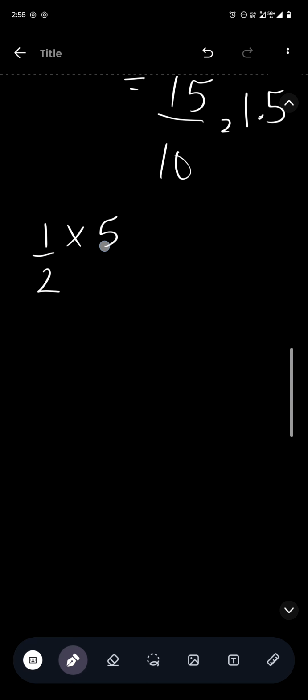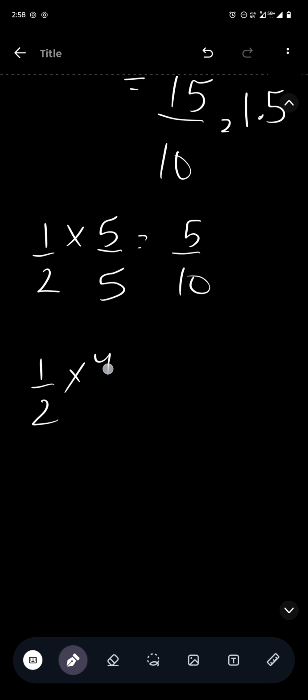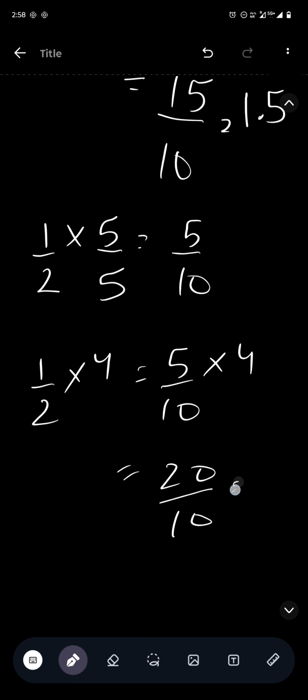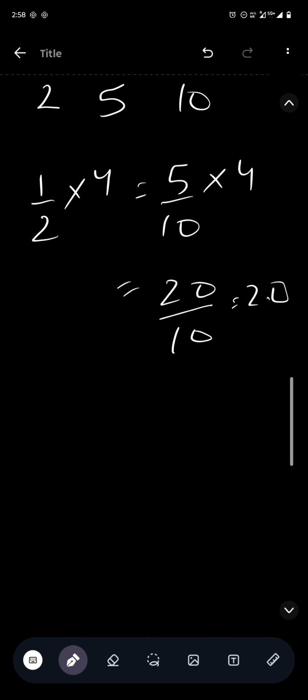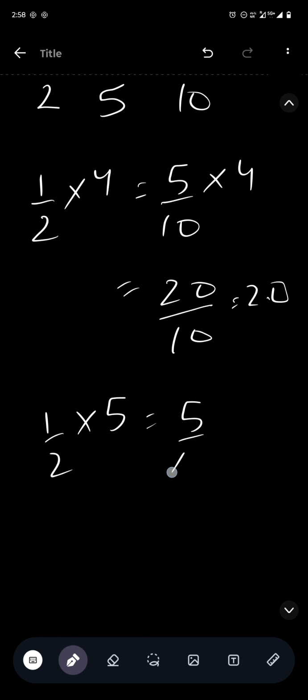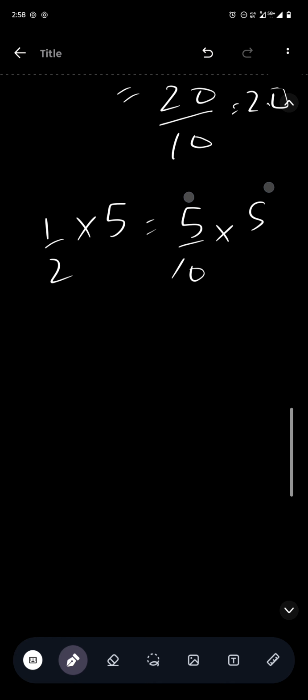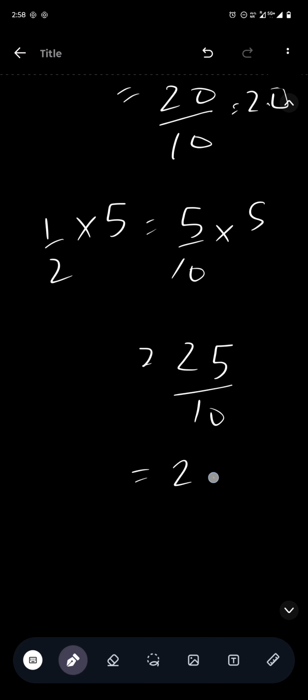Let's just calculate this firstly. It will be 5 upon 10, and now we just need to find half into 4, which can be written as 5 upon 10 into 4, and that will be 20 upon 10, which is 2.0. And now let's see half into 5, and that is 5 upon 10 into 5, which is 25 upon 10, and that is 2.5. And we can go on like that.